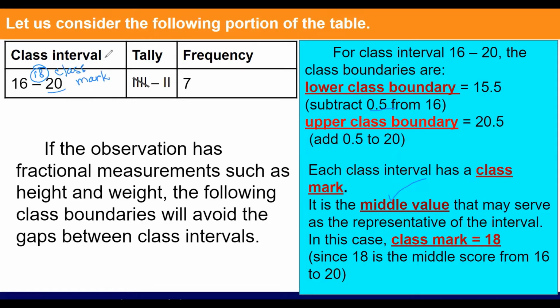Okay. Now, another idea for finding the class mark, ito lang po yung gagawin natin. We can have the average. Paano? I-add lang po si 16 at saka si 20 and then divide it by 2. So, you will have 16 plus 20 is 36, and then you divide it by 2, the answer is 18. Okay? So, ayun. Makukuha mo na yung class mark. Next.